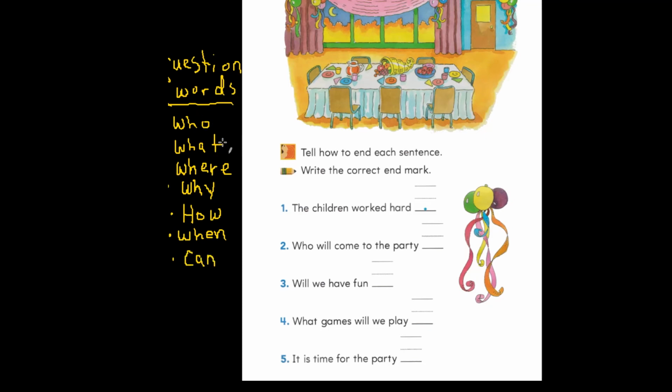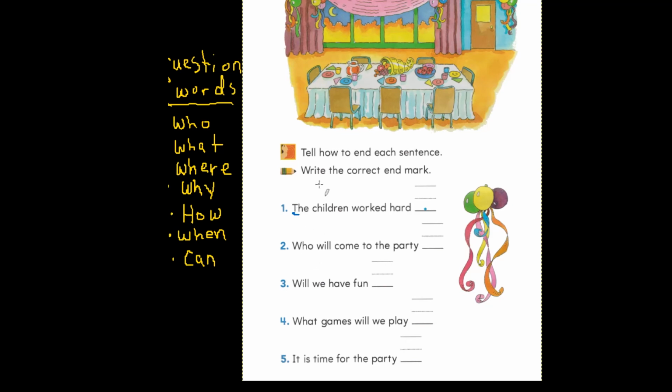So who was that? What was that? Where was that? Why was that? How was that? When was that? And can you help? Okay, so let's see our first one. Now let's switch back to blue. The children worked hard. So this sentence starts with a the right there, and it starts with an uppercase T, and it's nowhere in our little question word hint word bank. So this is our telling sentence. This is a statement right there.